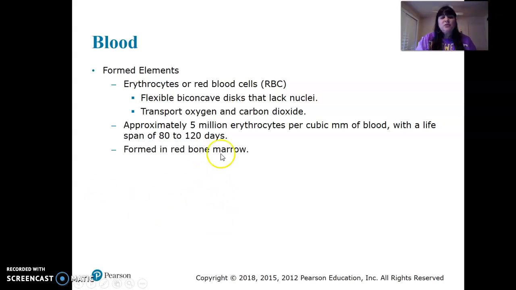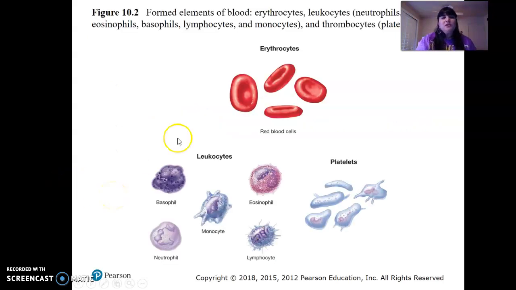So here, going into the erythrocytes, the red blood cells, approximately 5 million erythrocytes per cubic millimeter of blood, lifespan of 80 to 120 days. Your red blood cells have a lifespan of about 3 months, okay? And they're made in the bone marrow, okay? And then they're broken down in the spleen, and you keep making new ones, okay? So it says formed in the red bone marrow. So here they are, those beautiful red blood cells. They almost look like little jelly donuts where the inside's like flat, okay?